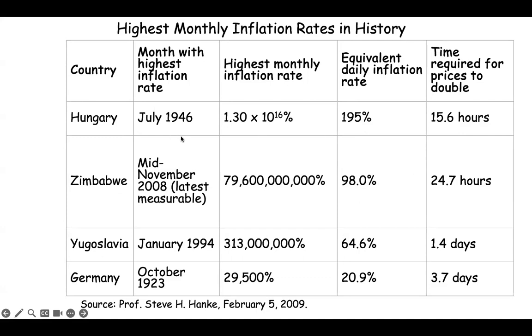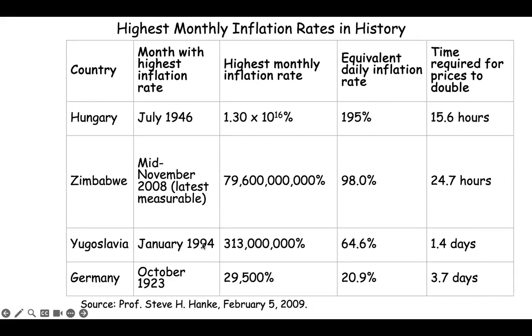Here you have, starting in Germany, the highest monthly inflation rate was about 30,000%. That's about a 20% inflation rate per day. And that means in about 4 days, prices double. So this means you're in essentially exponential growth of the price levels, and it's just insane.